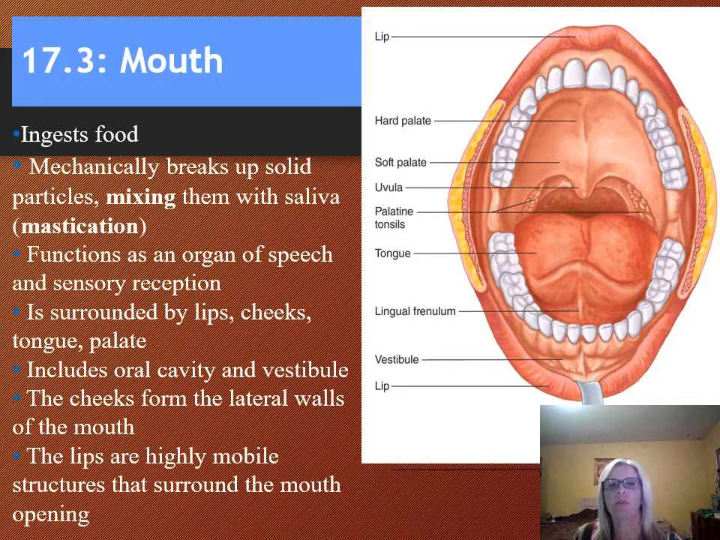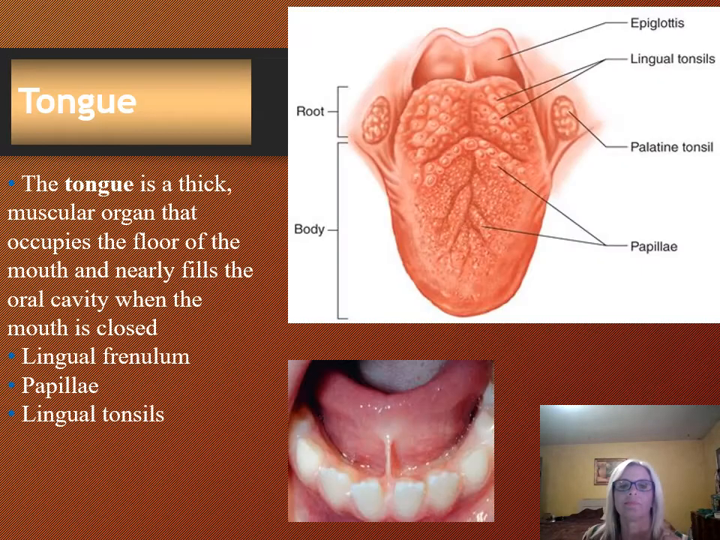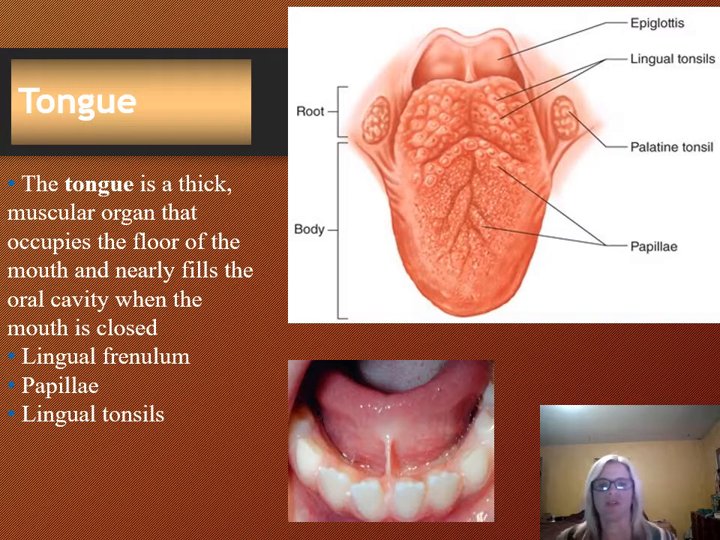So the enzyme here would be salivary amylase. Salivary amylase actually begins the breakdown of carbohydrates chemically. So main function is mechanical with a tiny bit of chemical. All right, so next we have the tongue. This is a thick muscular organ that occupies the floor of the mouth, and it nearly fills up the oral cavity there, at least on the inferior portion here, okay, when your mouth is closed. It also contains the lingual frenulum.